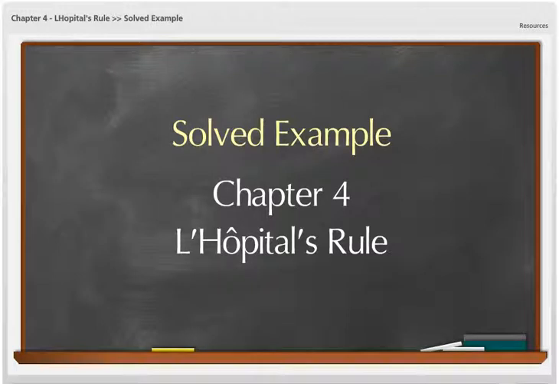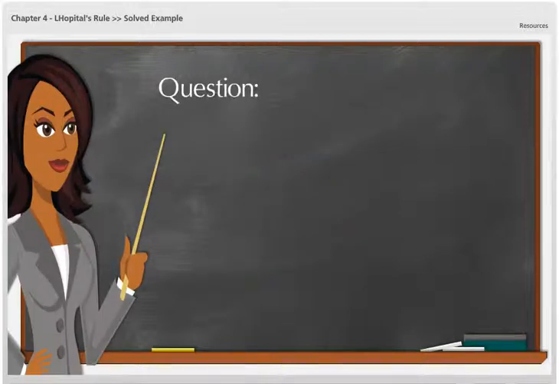In this video, we are going to solve an example from chapter 4. The topic of this example is going to be involved with L'Hopital rule. The question that we are going to answer today is: evaluate the limit as x goes to 0 from the right for x times ln of sine of x.